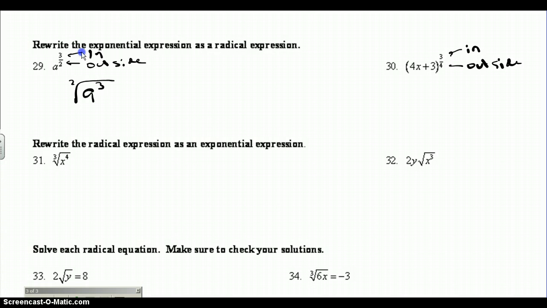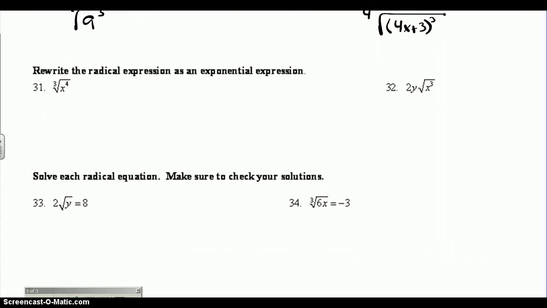What I want you to notice is that the whole expression, 4x plus 3, is in parentheses. That means that the whole expression is going to be raised to the third power, and they're going to take the fourth root of that. So it's going to look something like this. And it's key that it's all in parentheses so that you know that the whole expression is being raised to that third power.